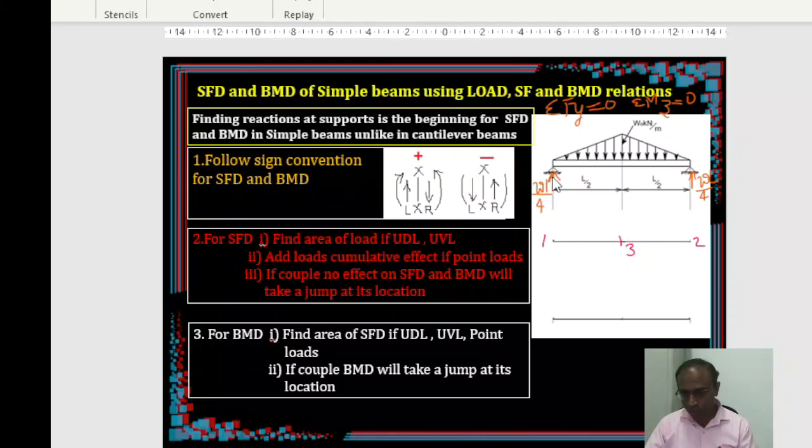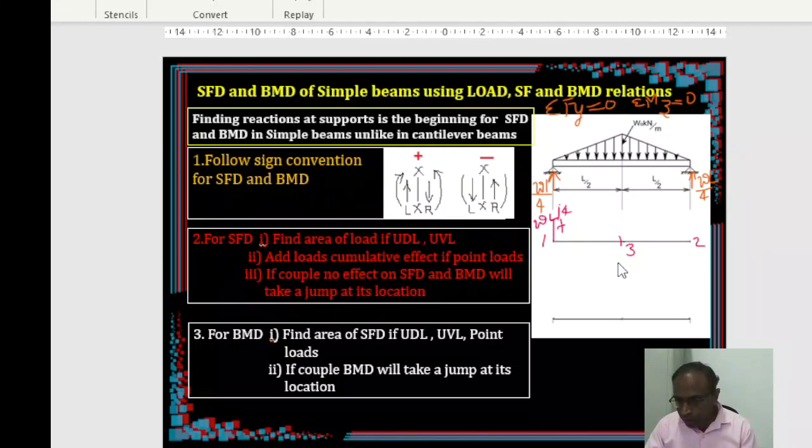So first point we can start from this, and this is acting upwards. So following the sign convention, your ordinate here will be WL by 4. So you can mark an ordinate of magnitude WL by 4 with a positive sign. Okay, WL by 4 is this particular quantity. So you got that WL by 4. This quantity is WL by 4.